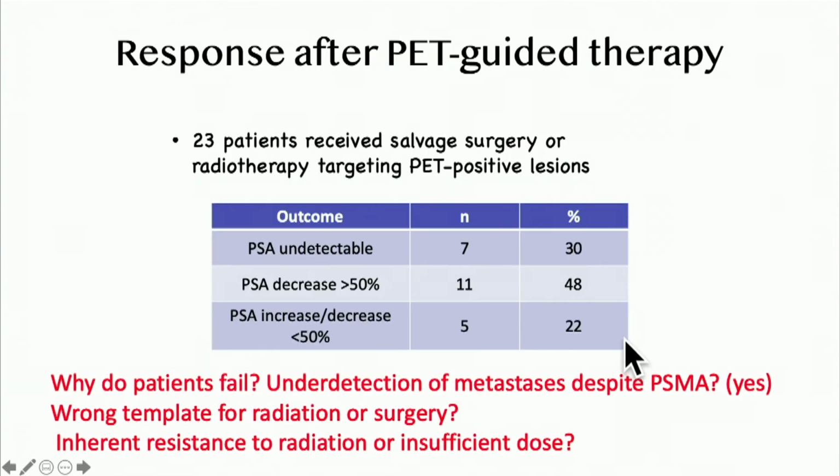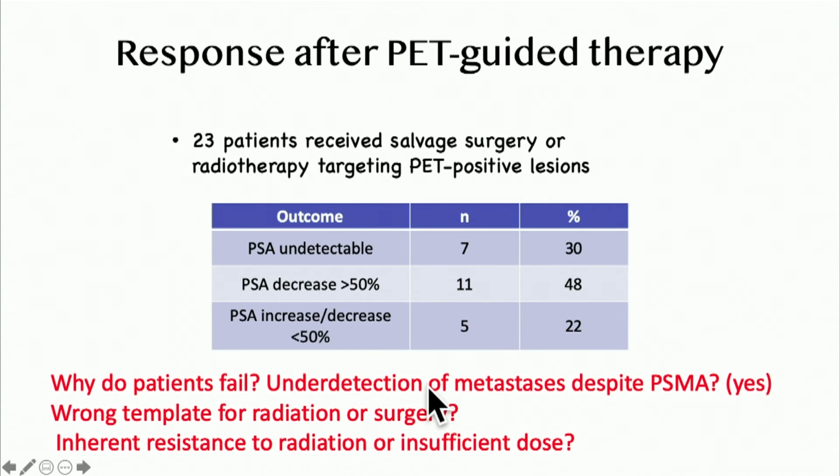And if you look at our own data, and this is actually pretty similar to other data from Mayo Clinic and other places that have been published, the success rate of doing this is not all that great. So either using salvage surgery or salvage radiotherapy, targeting PET-positive lesions, only 30% achieve an undetectable PSA. That in most cases is maintained, but not always. Almost everybody has a PSA decline. Some people don't respond at all.